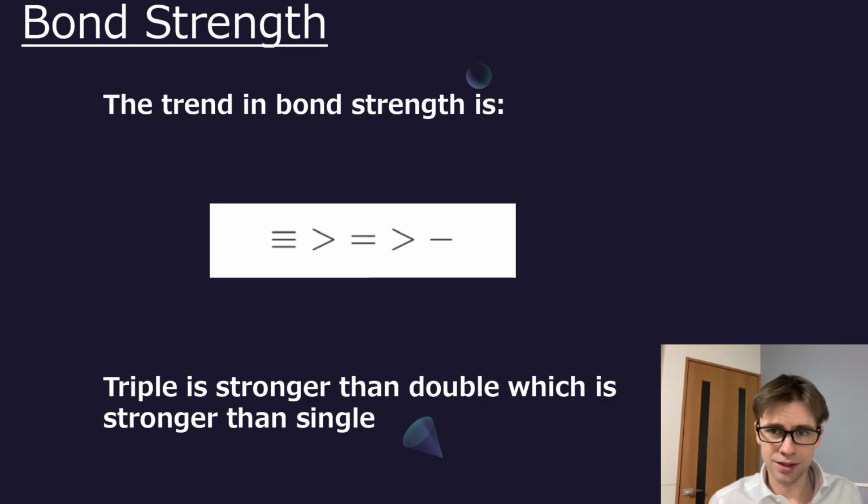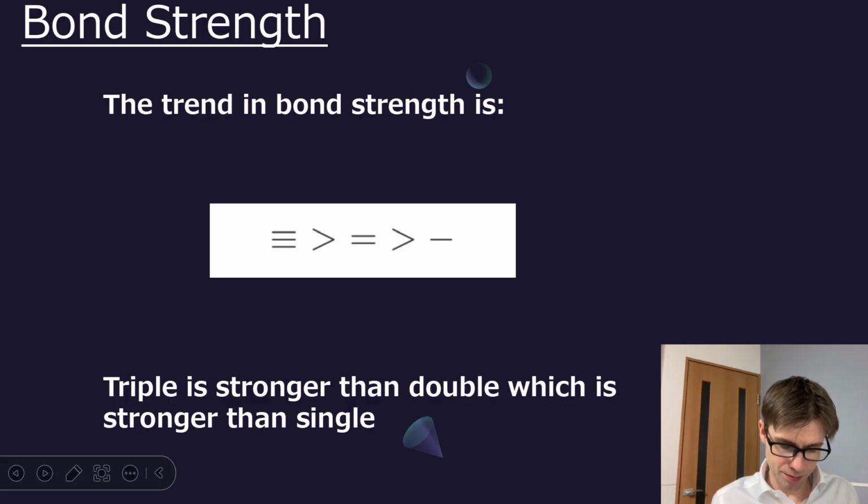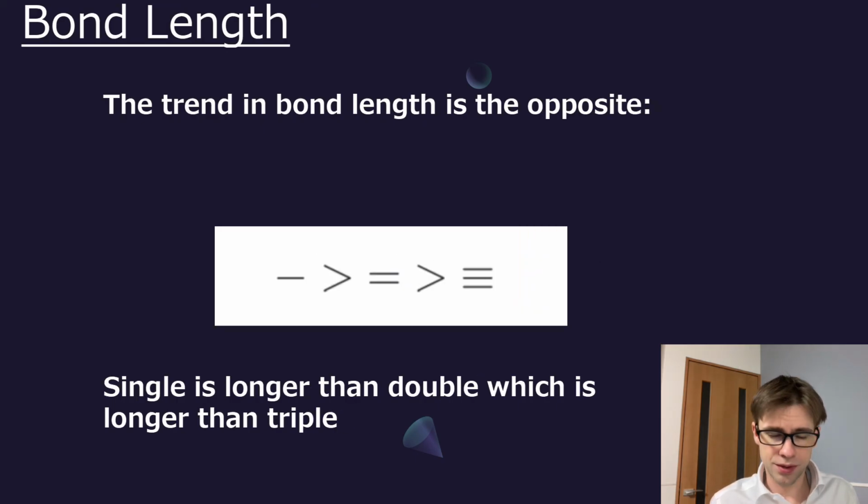Now, there are trends in strength that go along with bond order. As you can probably imagine, a triple bond is stronger than a double bond, which is stronger than a single bond. And what stronger means is that it would require more energy input to break apart those bonds. So it requires more energy in general to break apart a triple bond than a double bond than a single bond.